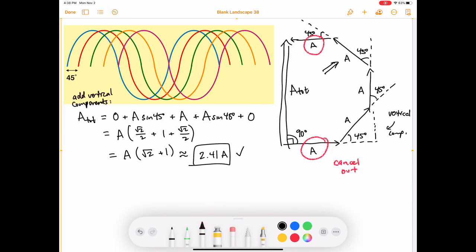Actually, if we go to the original graph, we can make some kind of sense of this. The first phasor cancels out with the last one. The first wave is this one here shown in blue. The last one is this one here shown in purple. Notice how they're 180 degrees out of phase with each other. Where I have a peak of the purple wave, I have a trough or a minimum of the blue wave. So those two cancel each other out. Again, that's another way of seeing that.